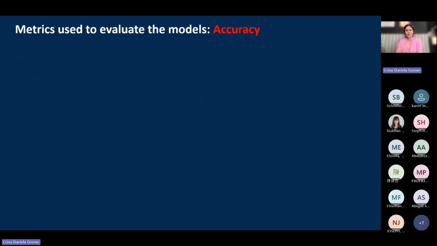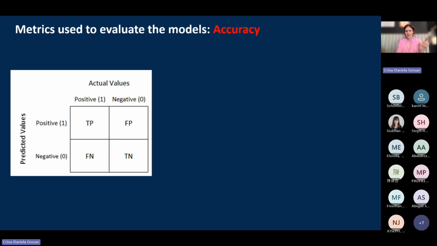Now, it's important to know what metrics you use when you evaluate your models. So for instance, in this case, we have a problem of classifying the patients within diabetics and non-diabetics. So in this case, we deal with a classification problem. For a classification problem, there are various metrics, and one of the most used ones is accuracy.